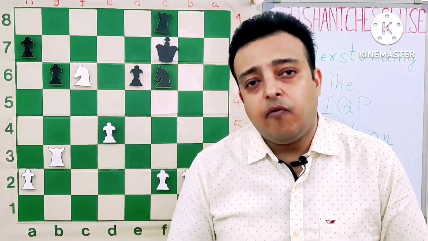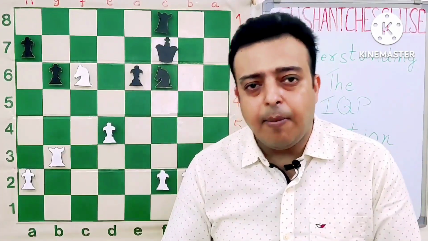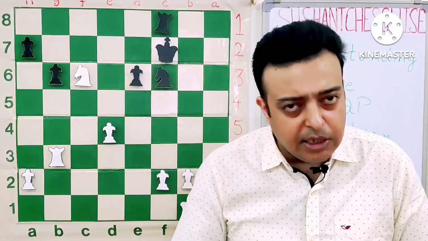So today we discussed fourth factor where we use attack by the bishops on the h6 or the g6 square.